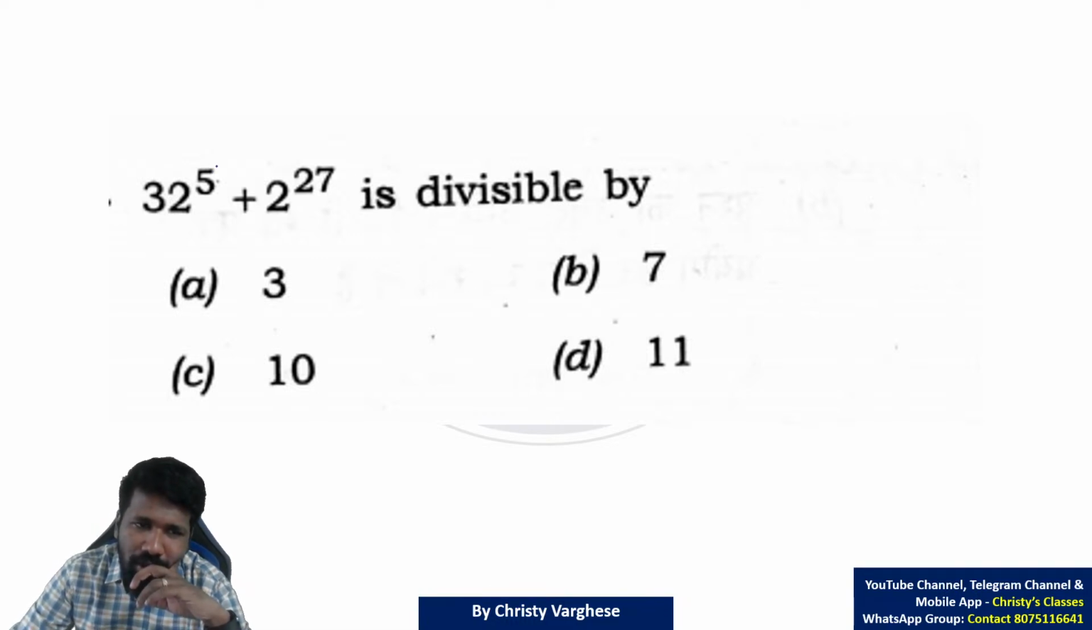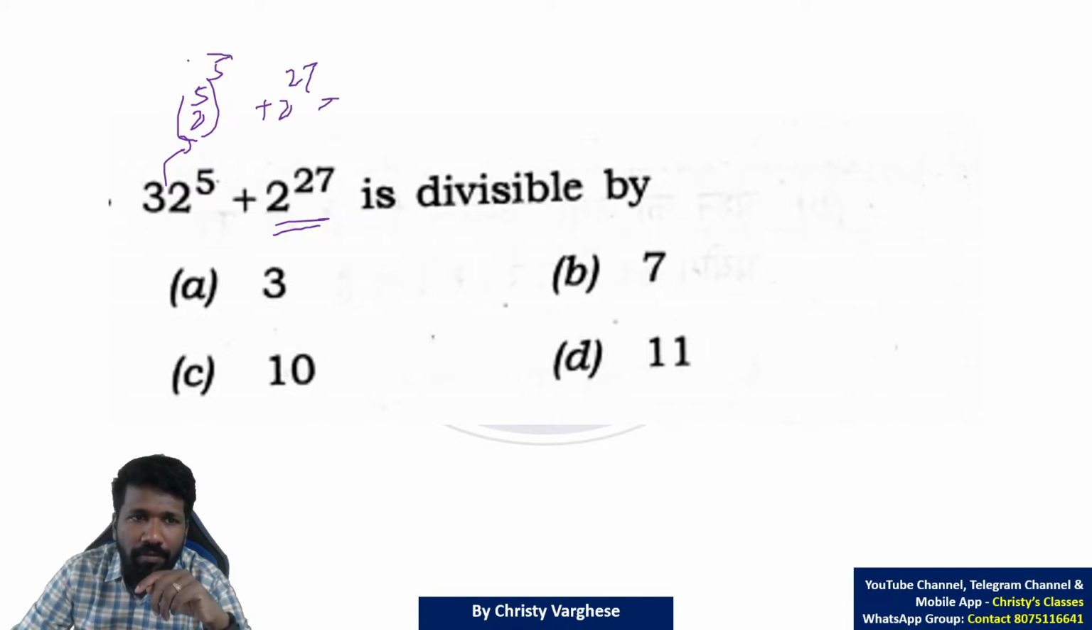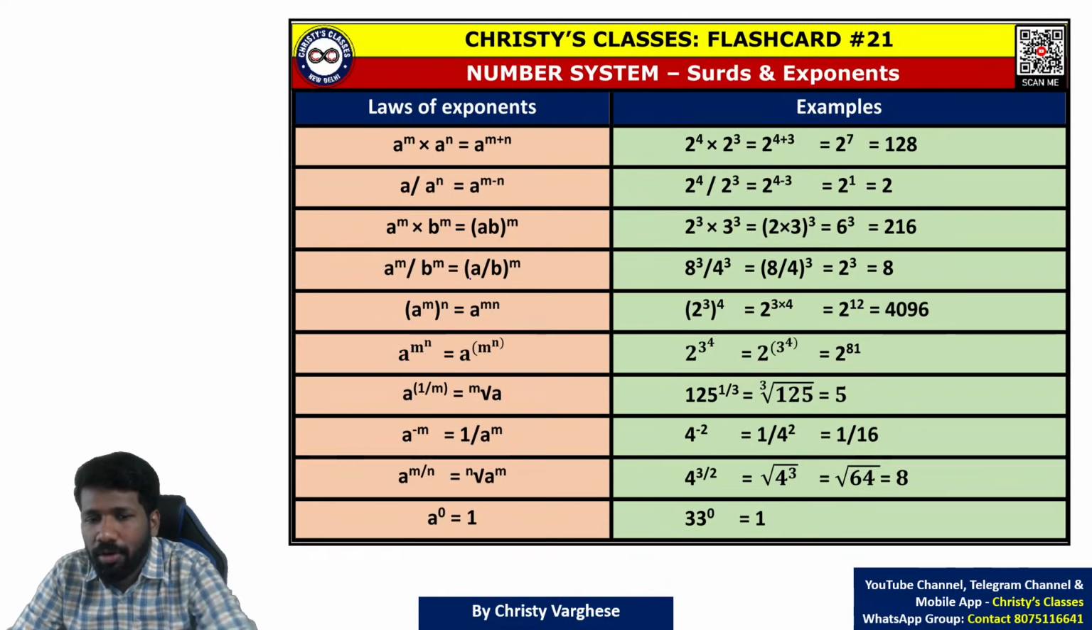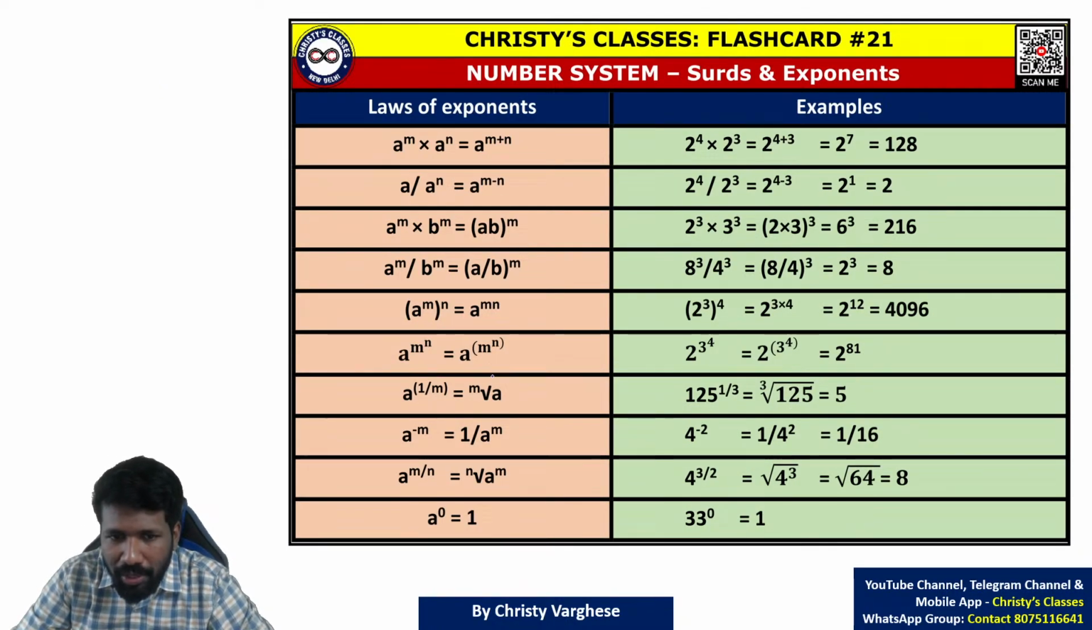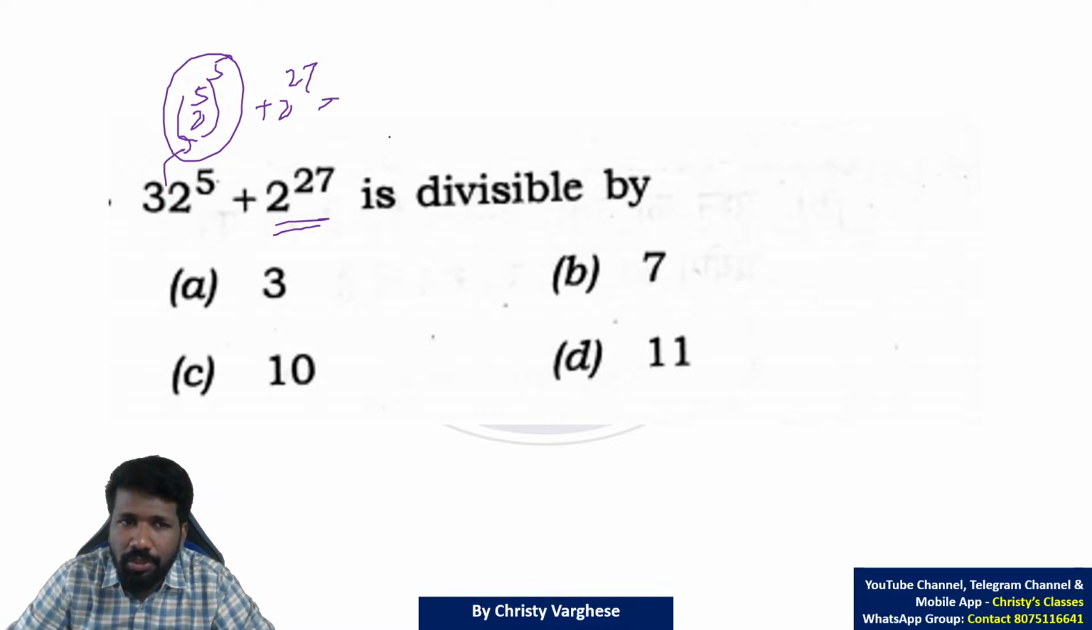32 raised to 5 and 2 raised to 27. 32 I can write as 2 raised to 5, since 2 into 2 into 2 into 2 into 2 is 32. So (2 raised to 5) raised to 5 plus 2 raised to 27. (a raised to m) the whole raised to n is a raised to m into n. That is 2 raised to 25, plus 2 raised to 27.